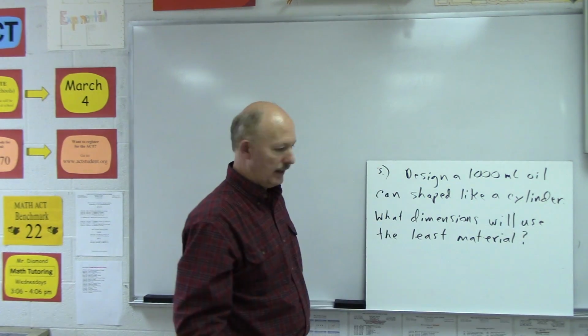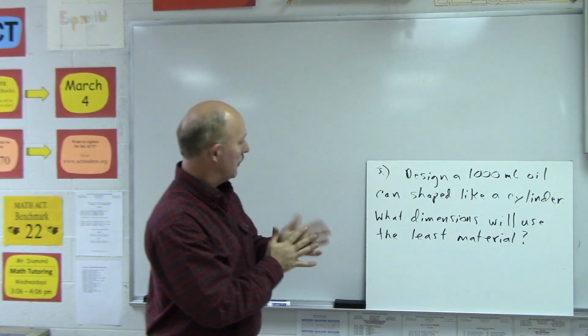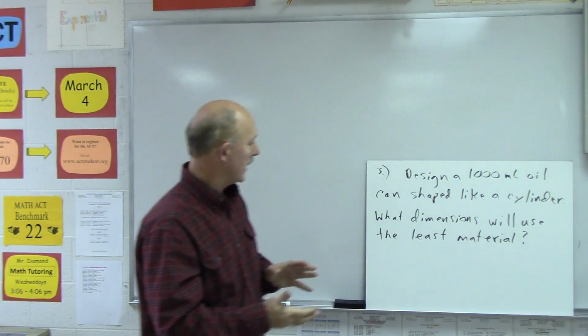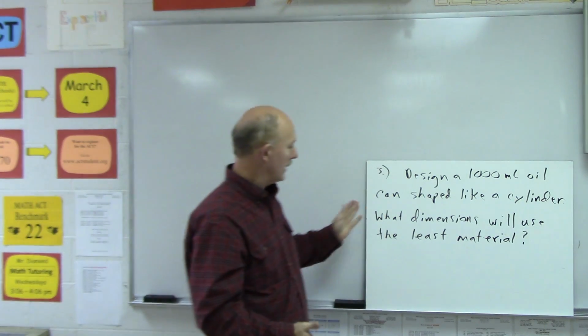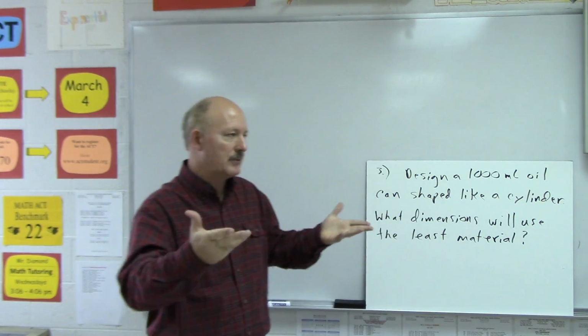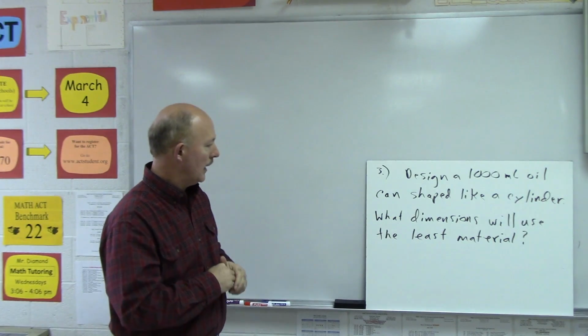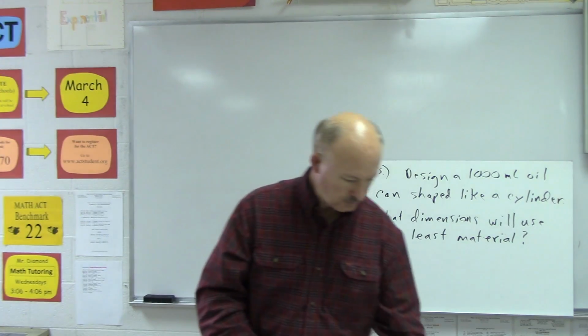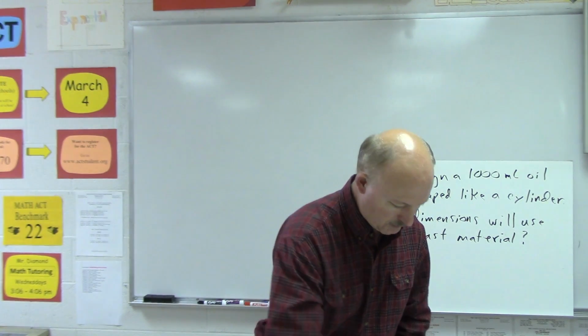Here we go. All right. Now here it says design a 1,000 milliliter oil can. An oil can can be shaped like a cylinder. Right, so a cylinder is like a can, like a pop can. What dimensions will use the least material?